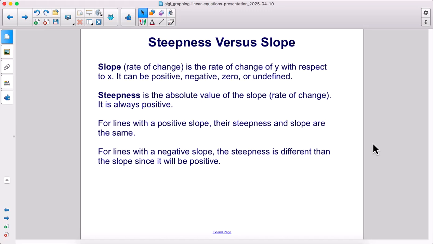Slope, or rate of change, is the rate of change of y with respect to x. It can be positive, negative, 0, or undefined. Steepness is the absolute value of the slope. It is always positive. For lines with a positive slope, their steepness and slope are the same. For lines with a negative slope, the steepness is different than the slope since it will be positive.